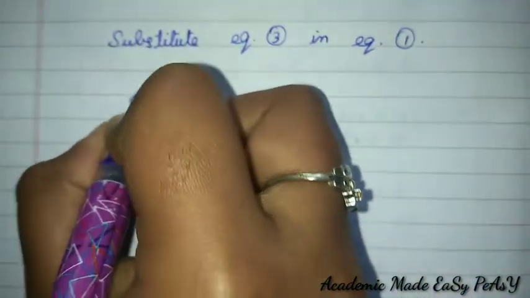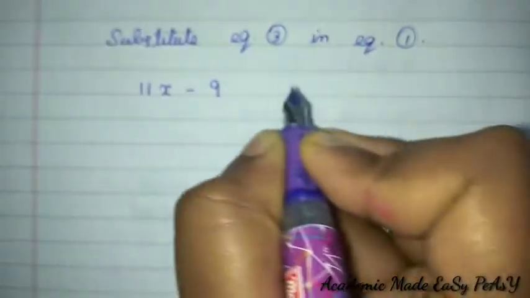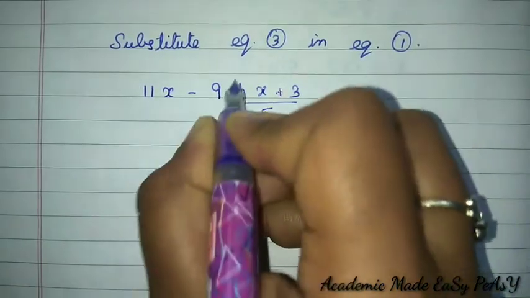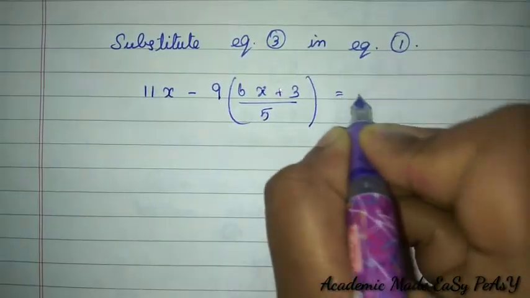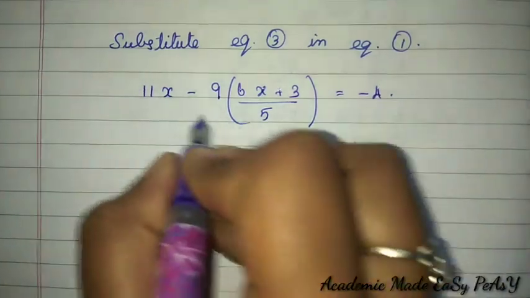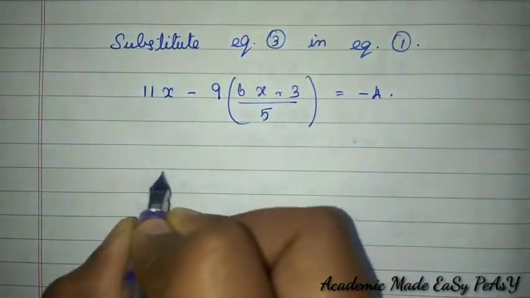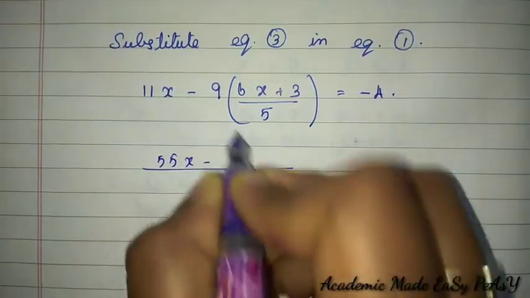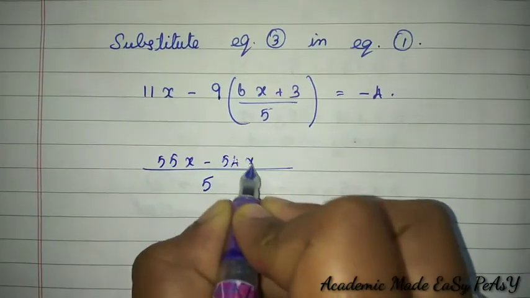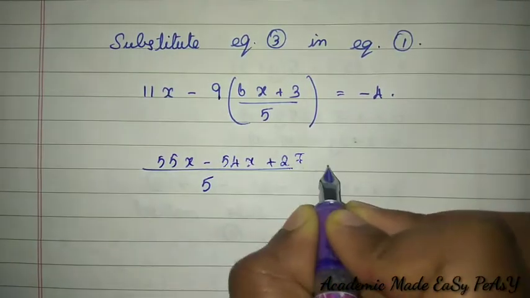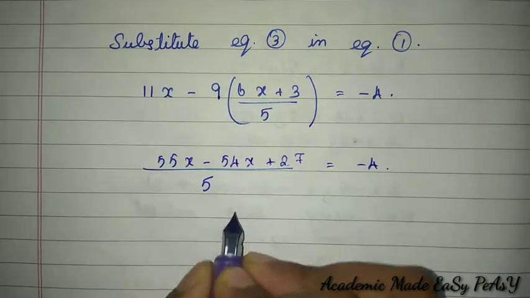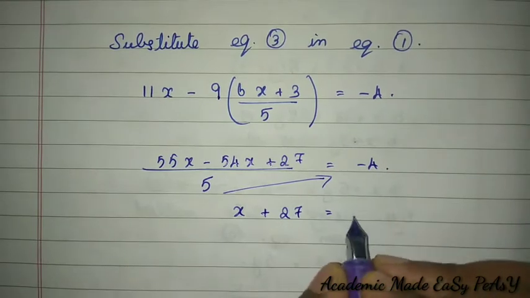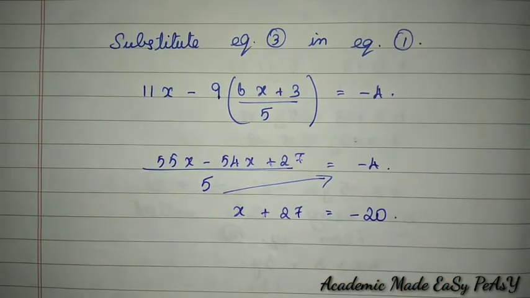So it is 11x minus 9 into, what is my y, 6x plus 3 divided by 5, is equal to minus 4. So this is the equation. Now I will be taking LCM. So my LCM is 5. So 55x minus 9 sixes are 54x plus 27 is equal to minus 20. Taking the 27 to this side, it is equal to minus 20 minus 27.